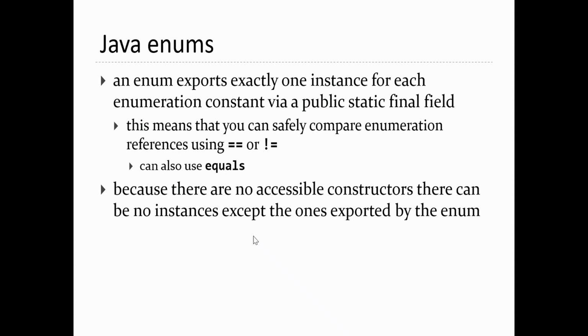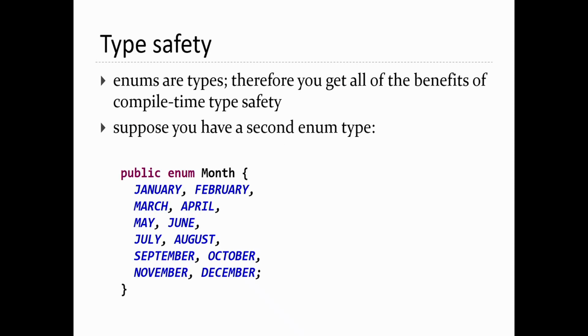There are no public constructors in an enumeration. That guarantees that the user of your class, or of your enumeration, can never create a new constant. I'll do this slide in the next one and then we'll call it quits.